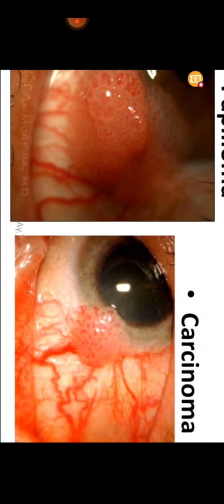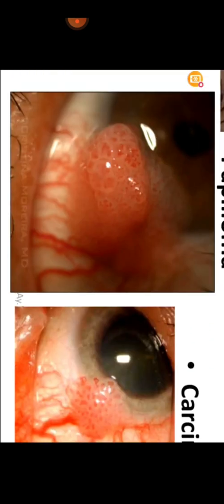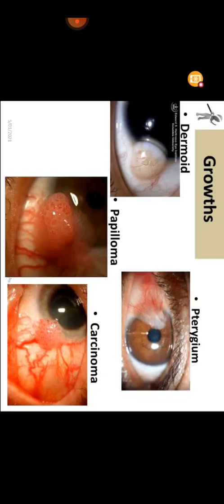Okay, and then you can see such presentations, as shown in the picture, which can be a carcinoma or a papilloma of the eye. But in our state, such people are diagnosed at an early stage itself and are treated. But in rural areas, you can see such people who don't show themselves to the doctors. You can see such presentations, papilloma and carcinoma.